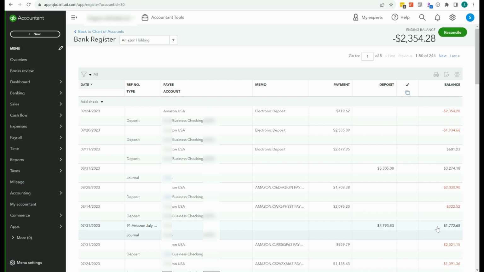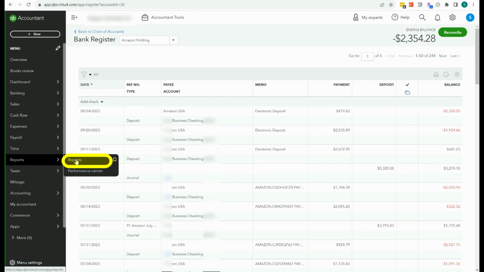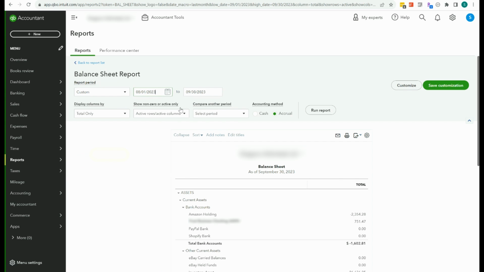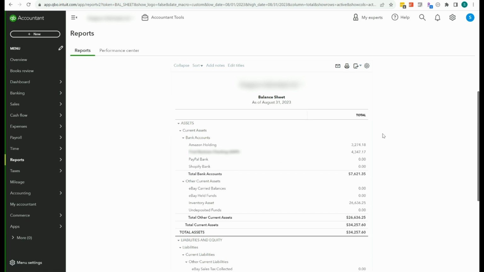Now let's take a look at how this looks in our financial statements. So we're going to go to Reports. Let's do a balance sheet first. I know that's the least exciting one, but a balance sheet is very important to bookkeeping. So I ran a balance sheet as of the end of August, which is the date of our Amazon entry that we did. And here you can see Amazon Holding, and that is the balance that we saw in the register. So that amount is an asset to us.